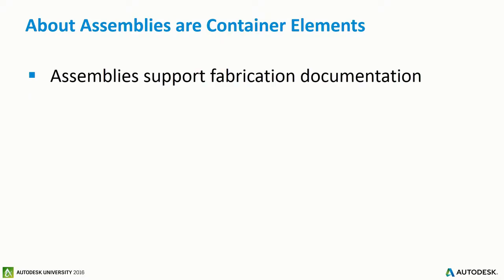So assemblies, they support fabrication documentation. And the way that they do this is by taking this small set of information. So you've got this entire Revit model, which is full of pieces and parts. And what you really want to do on a shop ticket is focus on one particular piece, right? So an assembly is a way for us to say, these things are part of this assembly, and they are the thing I want to focus on.